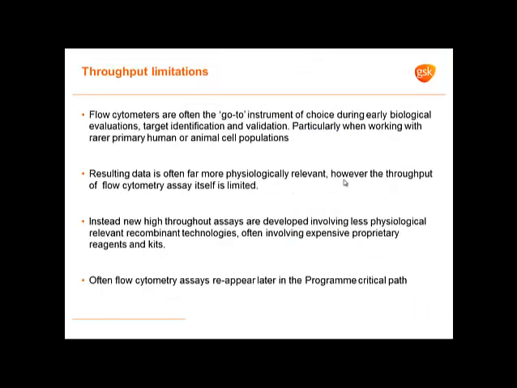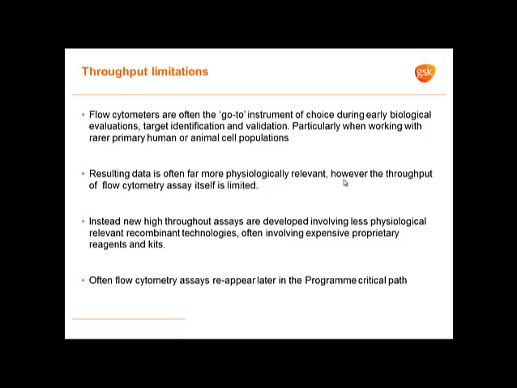So I mentioned throughput limitations, but still, flow cytometers are often the go-to instrument of choice in drug discovery labs, and they tend to be used for early target identification and validation, particularly when using rarer human or animal cell populations. The data is often more physiologically relevant, however, the throughput itself limited its application to screen larger sets of compounds. Instead, what normally happens is new high throughput assays are developed. These involve less physiologically relevant recombinant assays, and these often involve expensive proprietary reagents and kits. But often you see flow cytometry reappearing later in the program critical path.